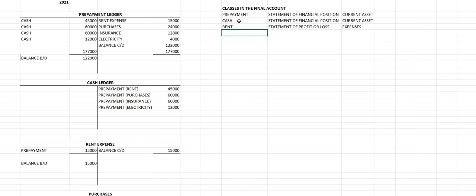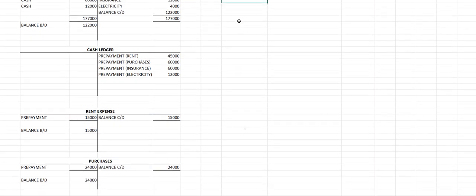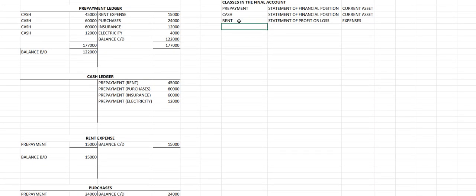All right. The next one is purchases. Purchases is also in the profit or loss account, and it's under the first section, which is your sales less cost of sales. It's under cost of sales.